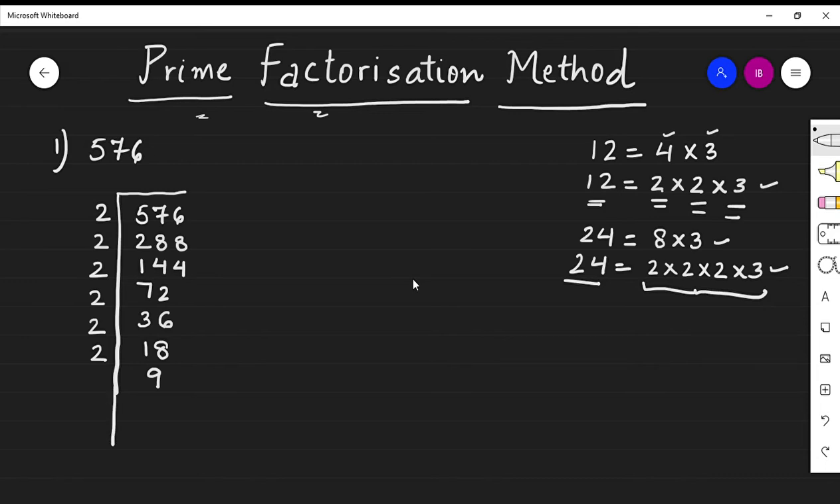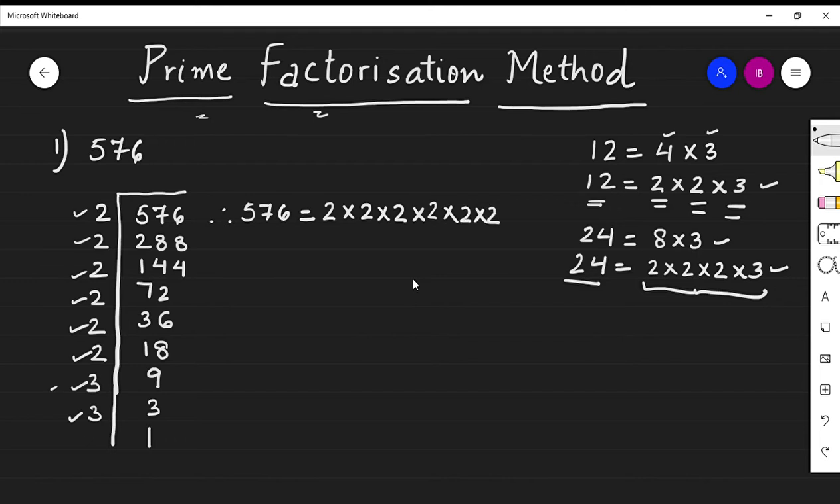So which is the next prime factor? It will be 3. 3 3s are 9, 3 1s are 3. Therefore 576 is written as 2 into 2 into 2 into 2 into 2 into 2 into 3 into 3. So 6 times 2 and 2 times 3. Let's separate it.